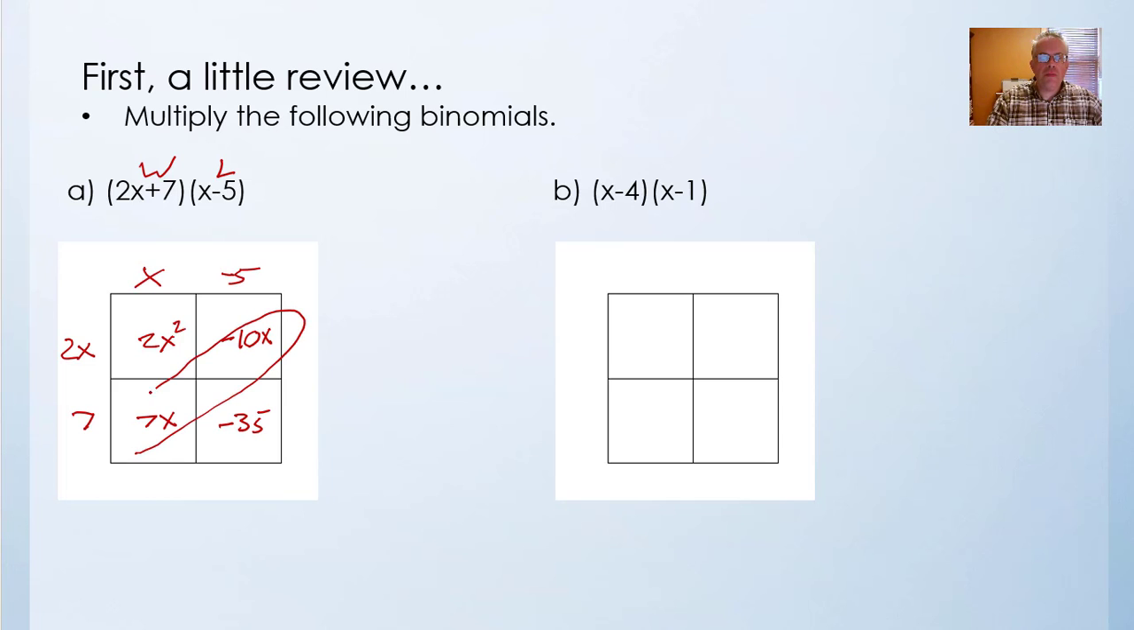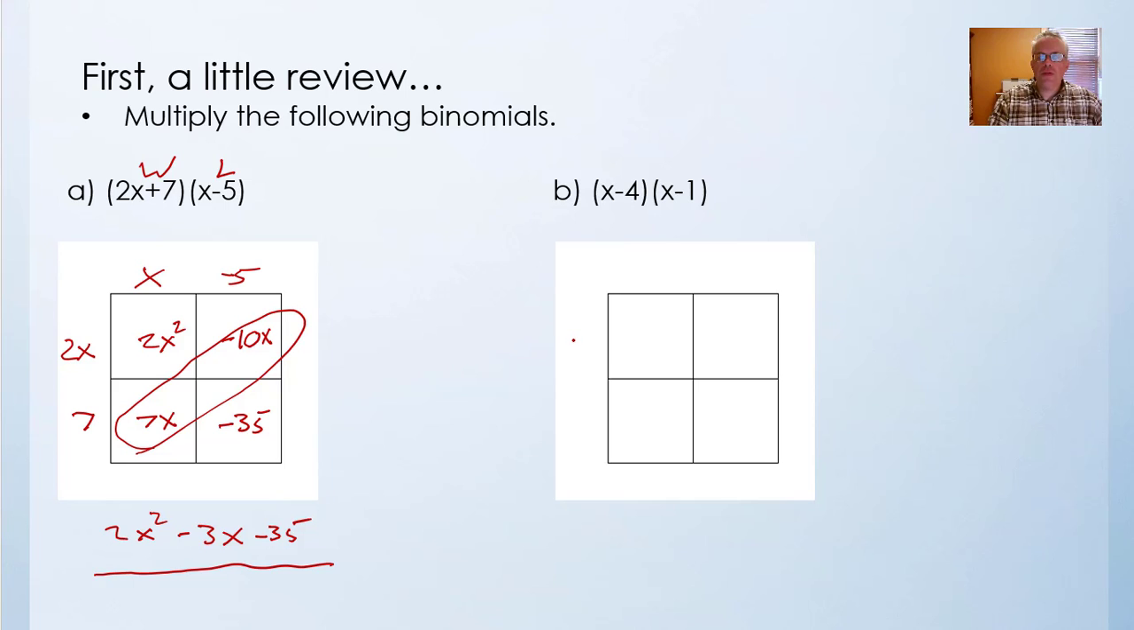We can combine those two and we get 2x squared. 7x minus 10x is minus 3x. Minus 35. Okay, so it turns out that 2x plus 7 times x minus 5 is equal to 2x squared minus 3x minus 35. Alright, let's try this one.